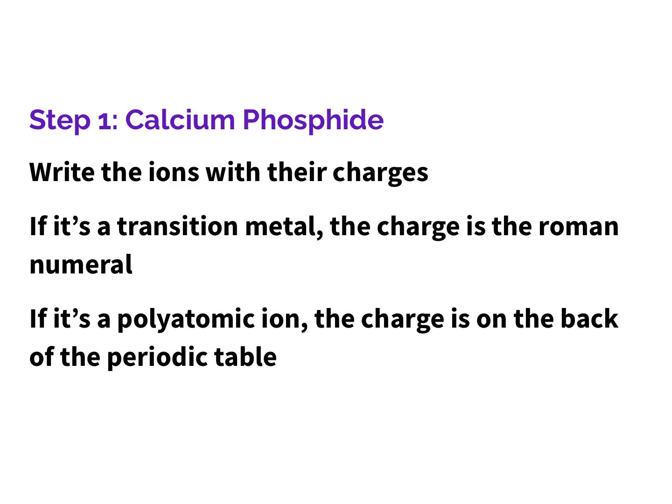So we're going to go ahead and write the symbol for calcium, which is Ca. And then we know that's an alkaline earth metal, so it's got a +2 charge. And then we're going to write phosphorus. Phosphide is actually phosphorus, and that has a -3.